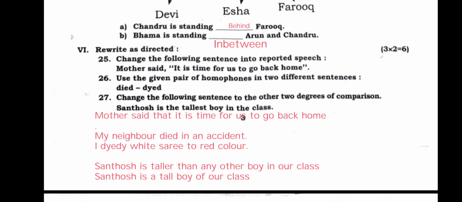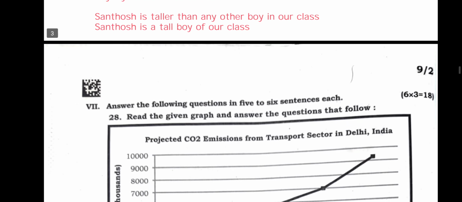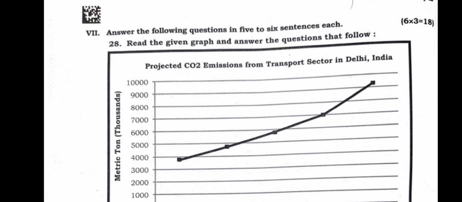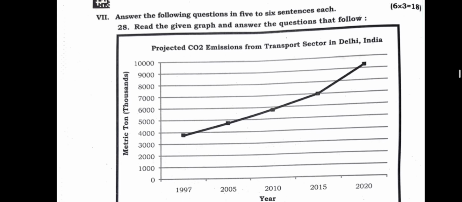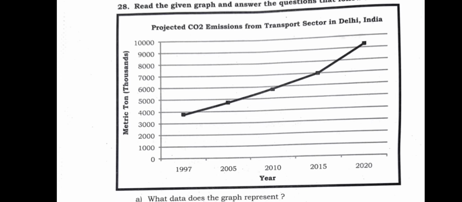So next one is change the following sentence to the other two degrees of comparison. Santosh is the tallest boy in the class. Santosh is taller than any other boy in our class. Santosh is a tall boy of our class. Okay, so tall, taller, they have given already tallest. So this question also I remember we had discussed. So many questions have repeated actually. I'm so thankful these videos helped you all. And today I couldn't upload a lot with answers because even my children had exams. So please see to it that you get the answers right.